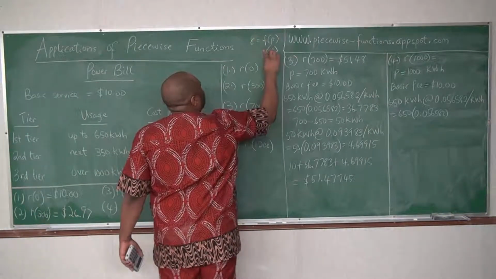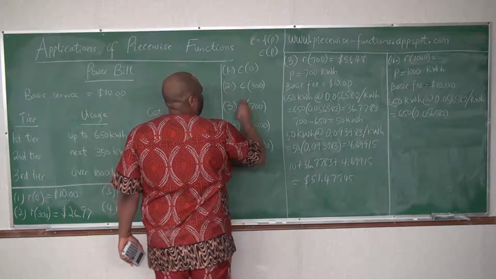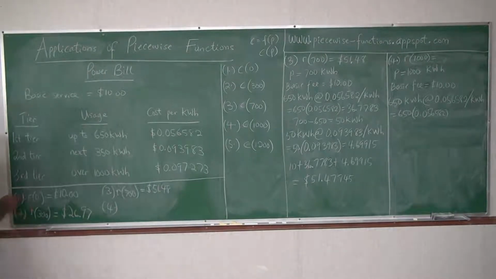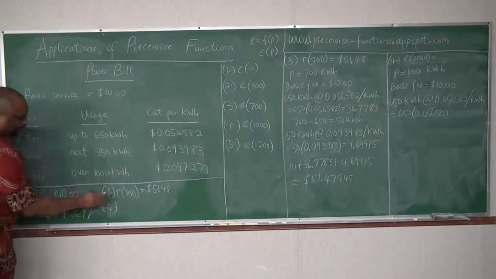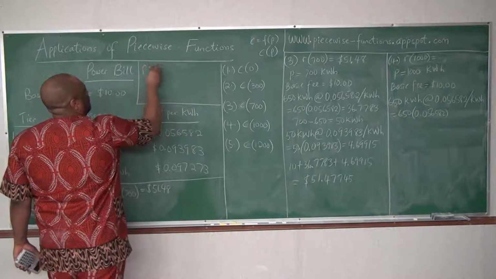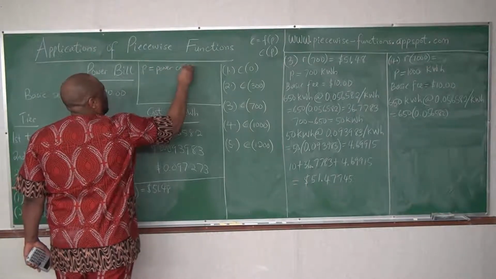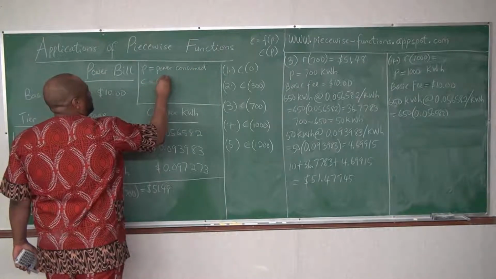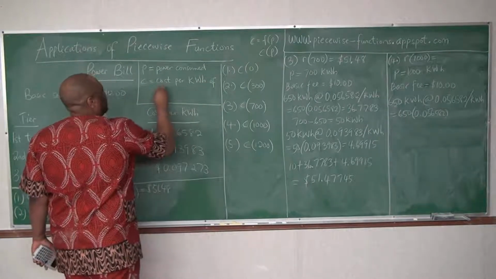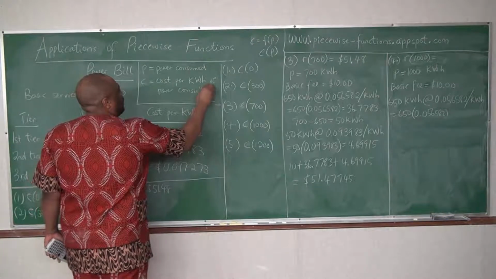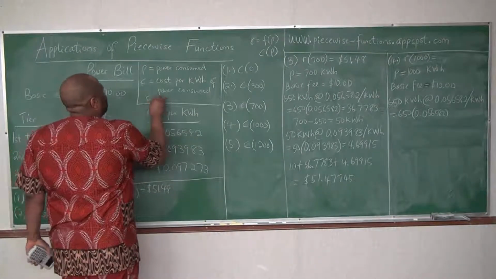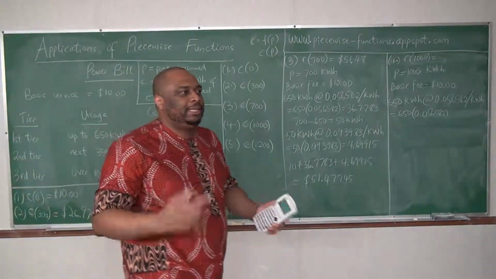Let me use C, it's much better. C, cost for this. So I'm going to say C, P is the power consumed, and then C is the cost per kilowatt hour of power consumed. How about it? So cost is a function of the power. Okay, so you can say C of P. Cost is a function of the power. It's much better to use C instead of R.